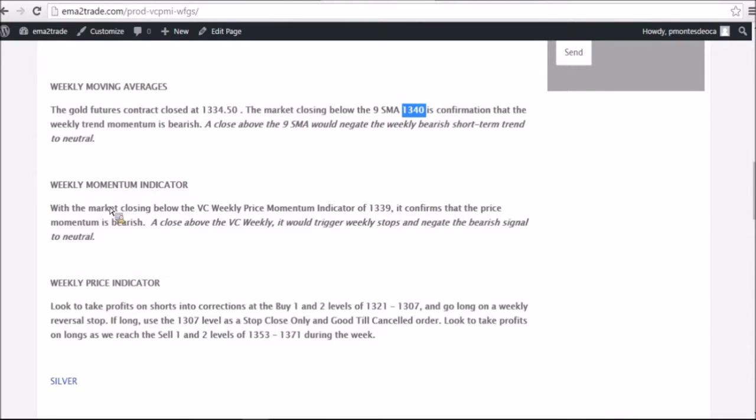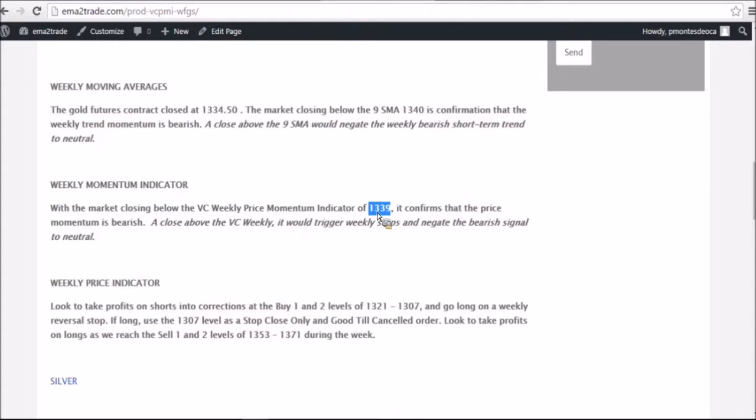The weekly momentum indicator is the mean for the week, or the average price, or the pivot point. It's another pivot point that we use, and that also comes in at 1339. Coming into this week, because the market closed below the weekly price momentum indicator of 1339, it confirms that the price momentum is bearish. But if it closes above 1339, that would negate this bearish signal.